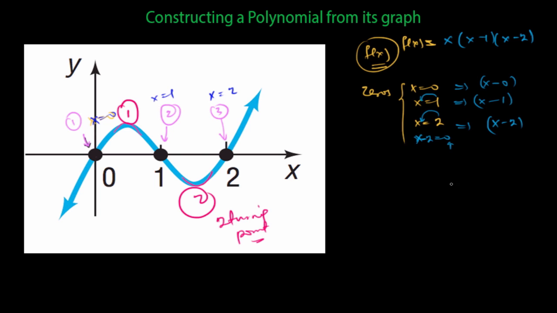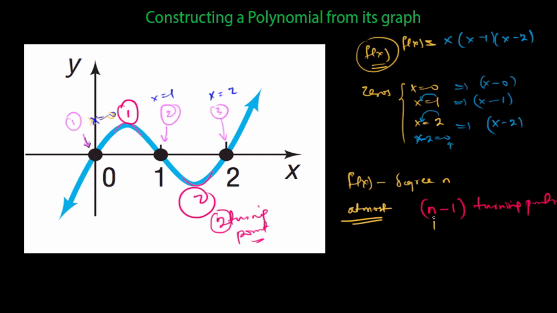Now let's go back to something we know. Any polynomial f of x of degree n can have at most, that is a maximum of, n minus 1 turning points. The function we have here has two turning points, so n minus 1 equals 2, which implies that n equals 3. That is to say, the degree of the polynomial should be 3.